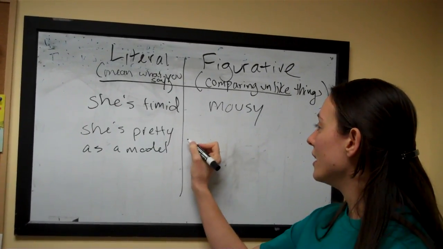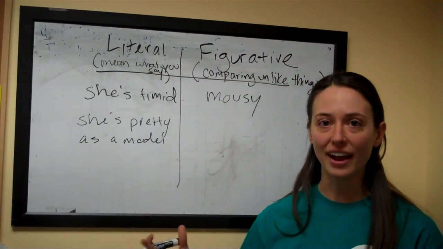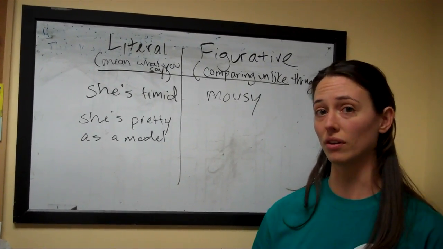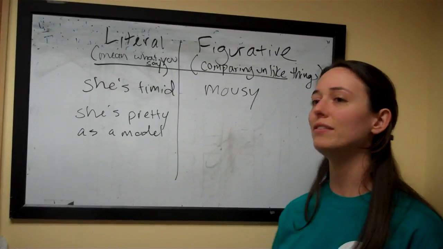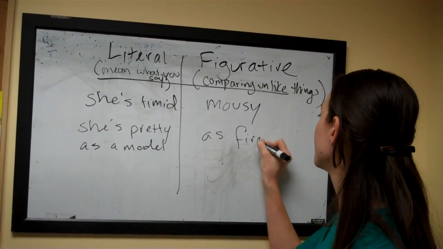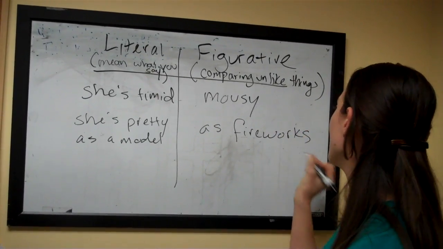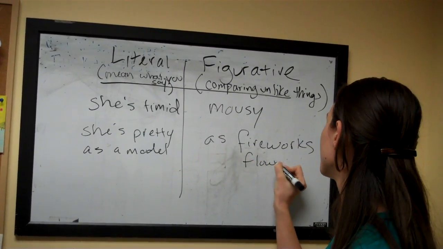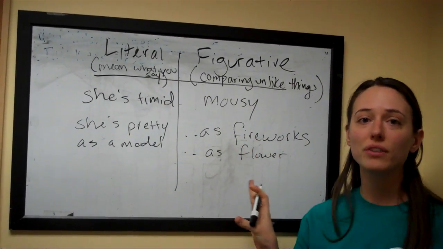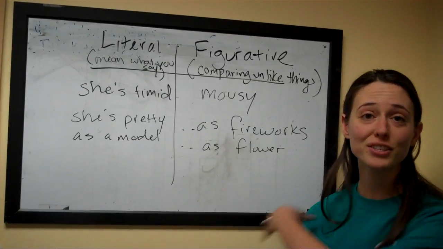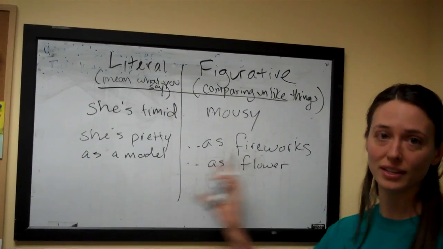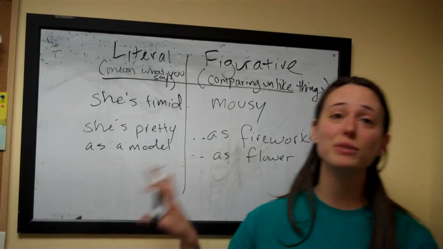To make this figurative, I would ask my kids, okay, what's something that's really, really beautiful, that's really different from a girl that we might compare her to? And they would give you ideas. So maybe she's as pretty as fireworks, right? Or as pretty as a flower. Doing an example with your kids will give you a good chance to have them give you wrong answers, and you can help correct them, and you can work together to make sure that they're actually understanding the difference between literal and figurative.